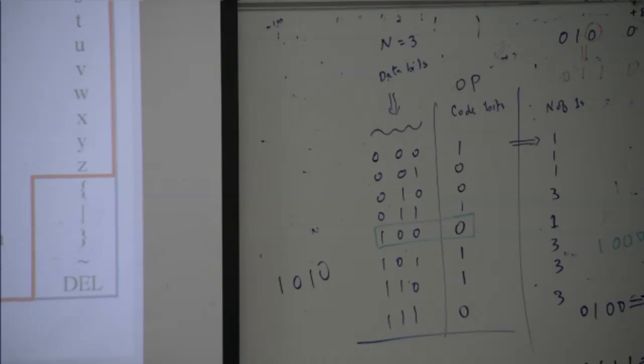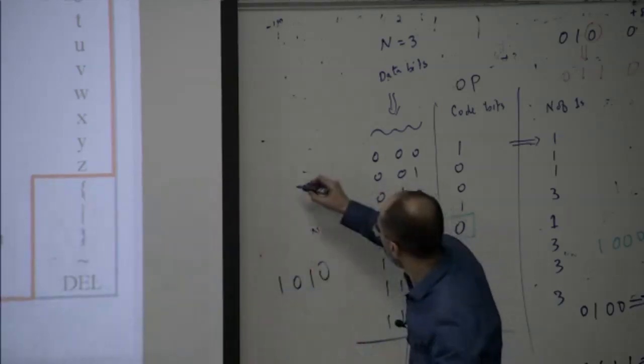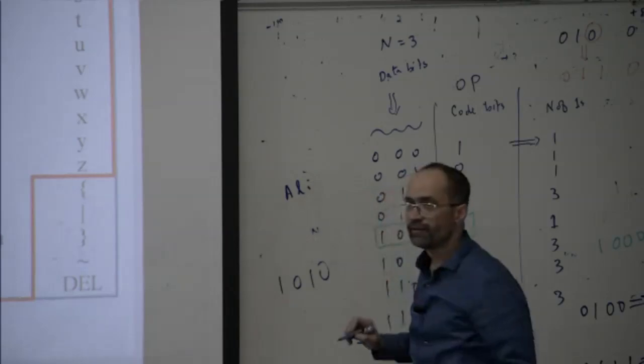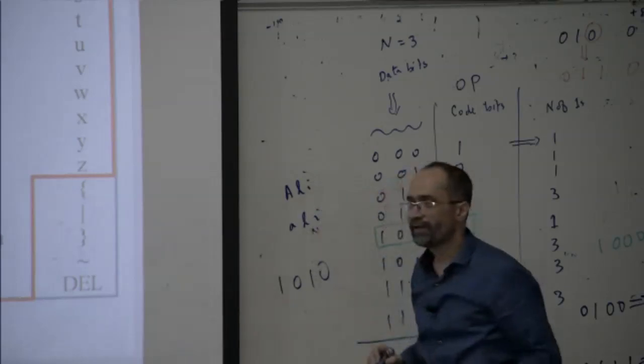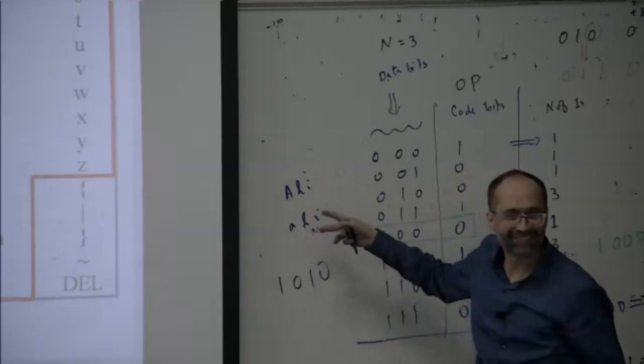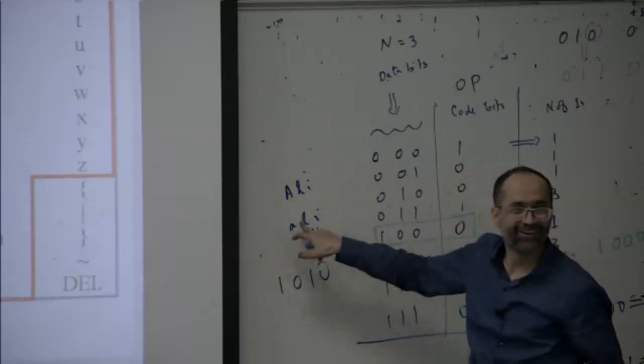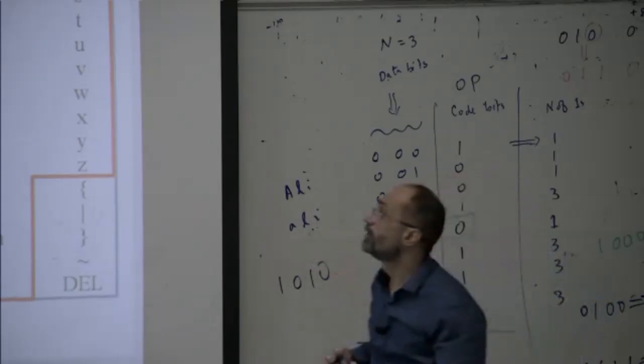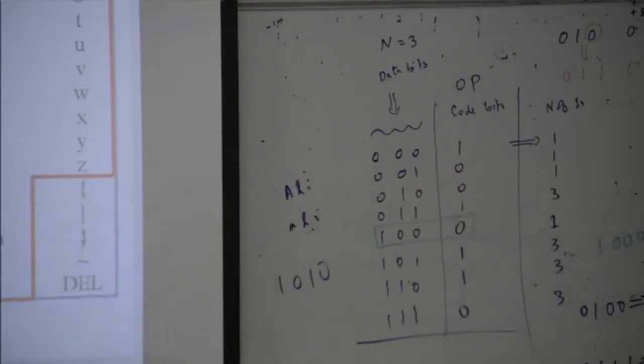Now the code for B is 66, which is 64 plus 2, so it is 1000010. Got it? So these are the alphabetic codes. For the computer it differentiates between, for example, 'Ali' and 'ali'. If you look at it, both are the same, but for the computer the capital A is different from the small a. So the capital letter and the small letter have different codes.